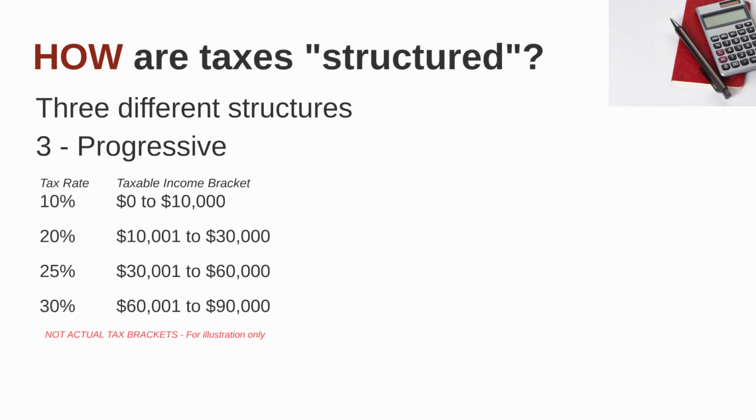But what you're looking at on the screen is that if you're talking about your income for the year, the first $0 to $10,000 of your income would be taxed at 10%. In this example, anything from $10,001 up to $30,000 would be taxed at 20%. 25% for $30,000 to $60,000, 30% for $60,000 to $90,000. So what exactly does that mean? Well, let's look at some examples.